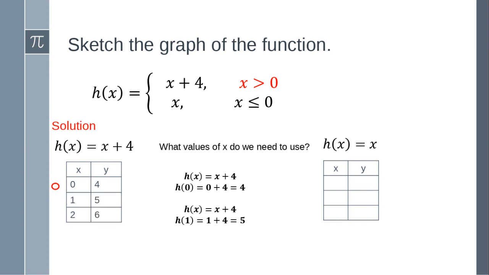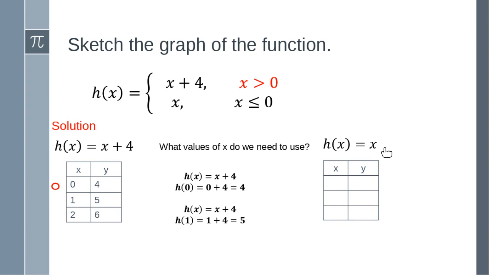So let's go ahead and evaluate at 1. When we have the value 1 on our first one, 1 plus 4 is going to give me 5. For x equals 2, 2 plus 4 will give me 6. Okay, all right. What about for the other x?